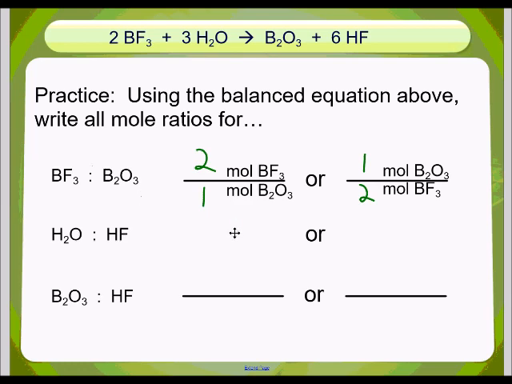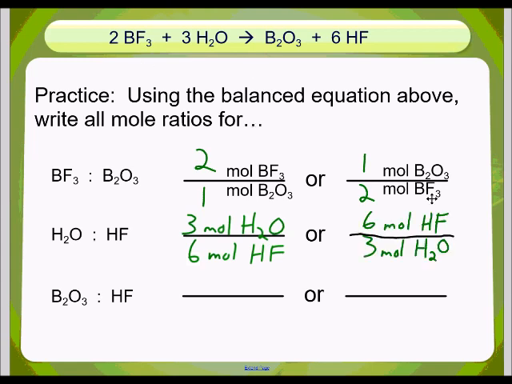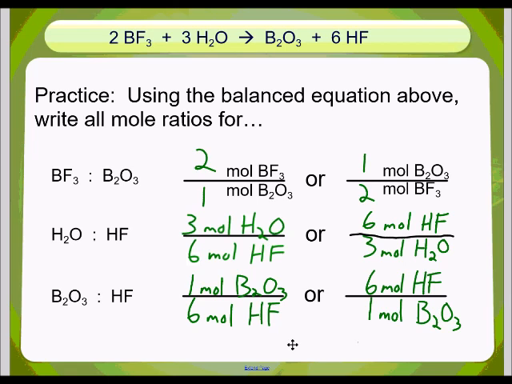Now for the next one, we have 3 moles of H2O over 6 moles of hydrofluoric acid, and the other one would be 6 moles over 3 moles. Now the last one, diboron trioxide to hydrofluoric acid. We have 1 mole of diboron trioxide on top of 6 moles of hydrofluoric acid, or we can reverse that. These are equal to each other.